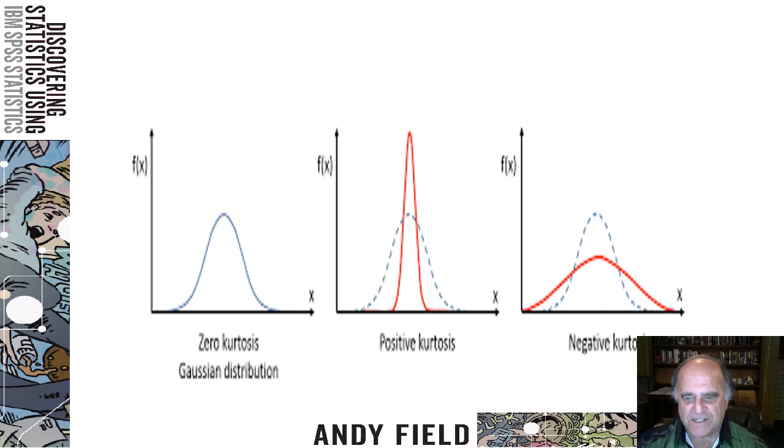Here we have different kinds of kurtosis. This would be a normal distribution. This is positive kurtosis. It's very tall in the middle. This is negative kurtosis. It's flattened. Again, if you have kurtosis, I'm not sure what you do about it myself. I mean, in terms of solutions, again, you could look into transformations of the data.